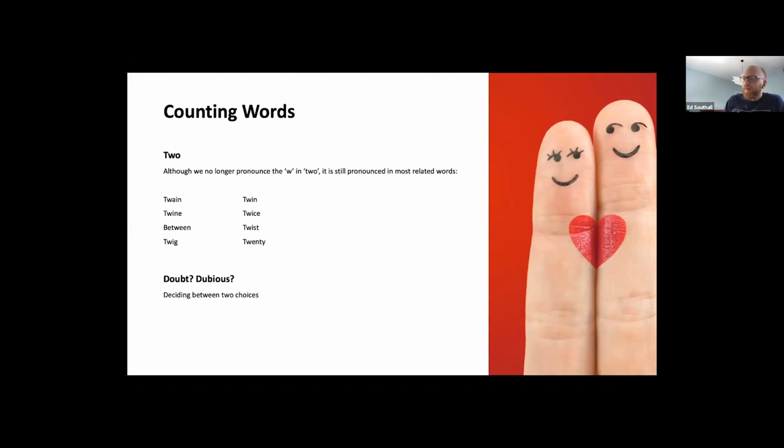So they're kind of weird. We also have twilight as well. Lots and lots of different tw words, and the vast majority of them are directly related to the number 2. There are other origin words that mean 2 as well. So we have doubt and dubious. They obviously don't have the tw in them. And duo as well. These all mean 2, but they're from a different root.